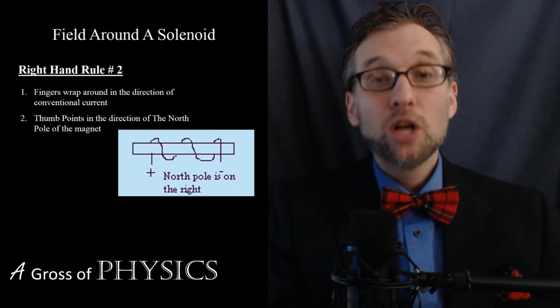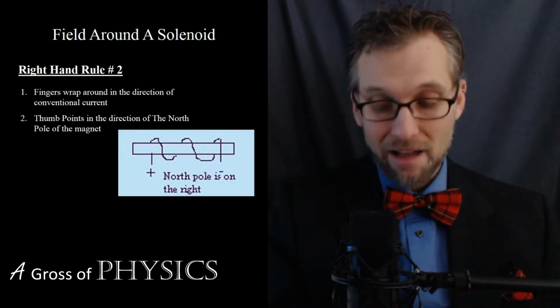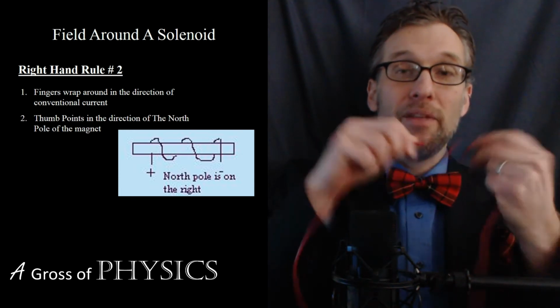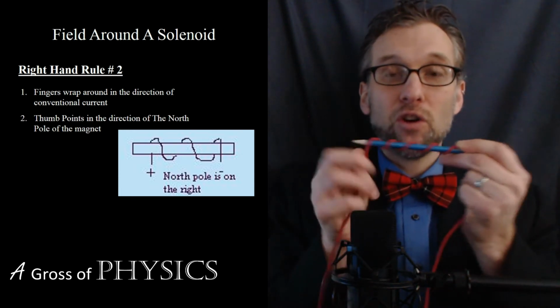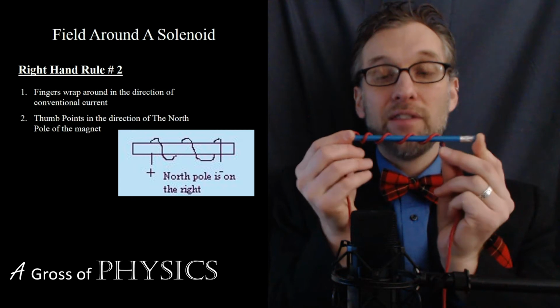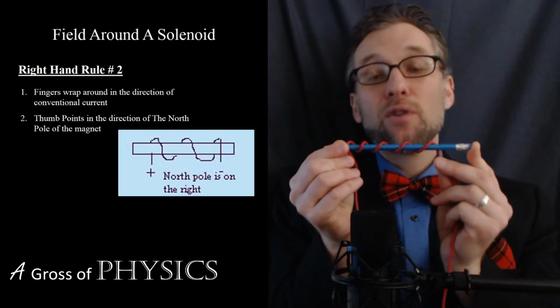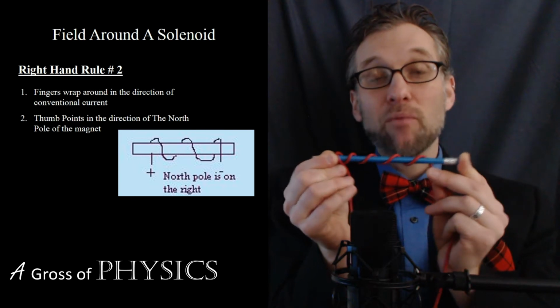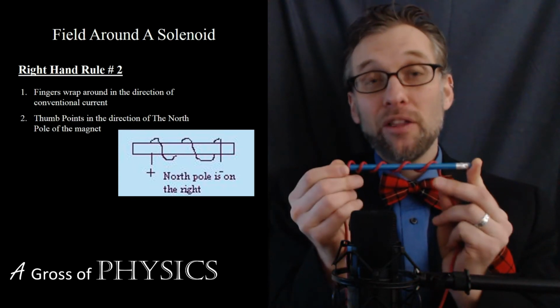So with an electromagnet, what you have is wire that's wrapped around something, and that creates the solenoid. So right here, I have a miniature solenoid. Now, of course, if you have a solenoid, inside what I'm wrapping it around will help the magnetic field.